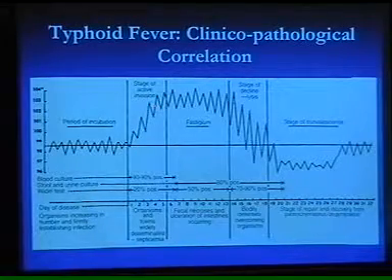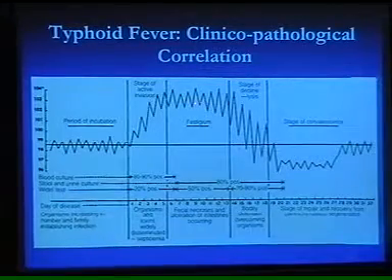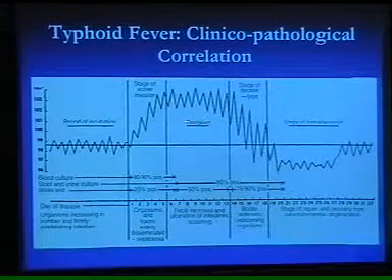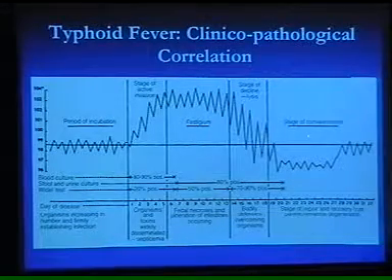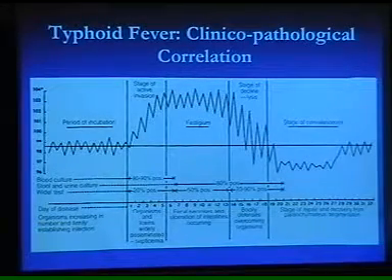After that, the fevers become sustained and remittent, that is, the daily fluctuations are minimal. And this stage is called fastigium stage. After this stage, then the fever declines and then the patient enters into a stage of convalescence.